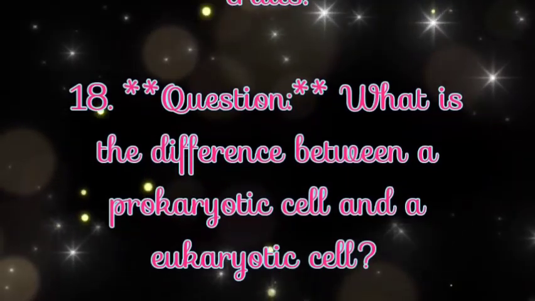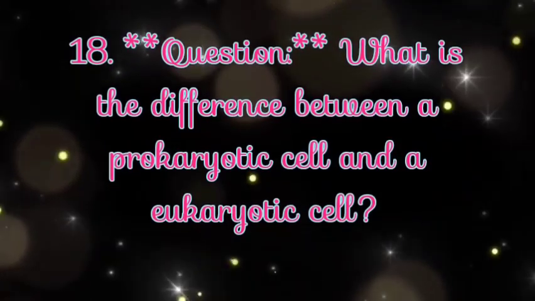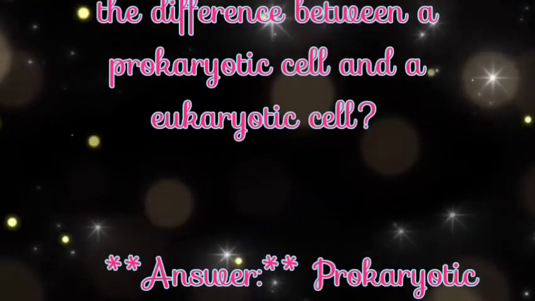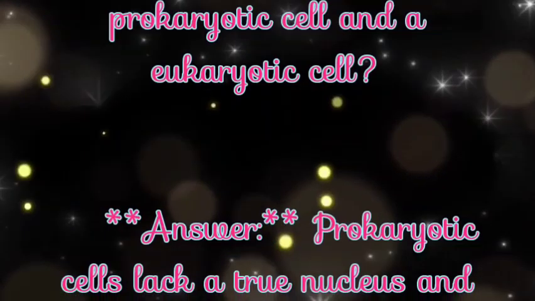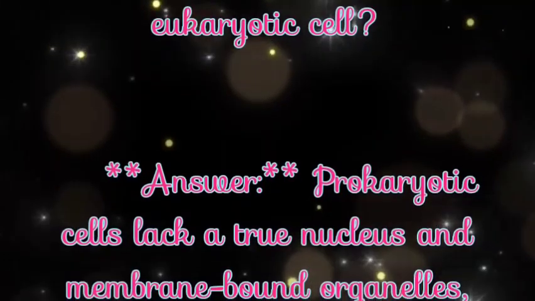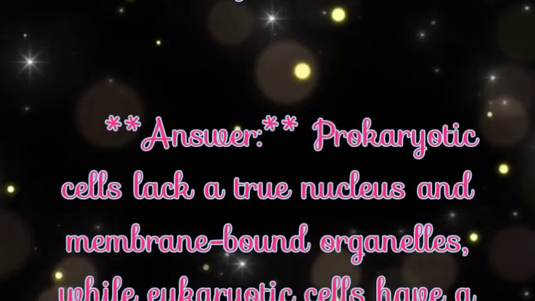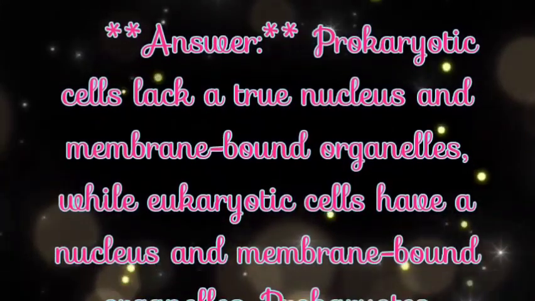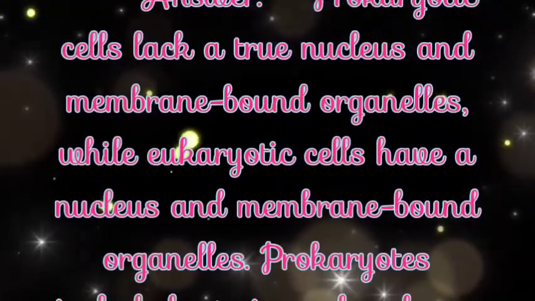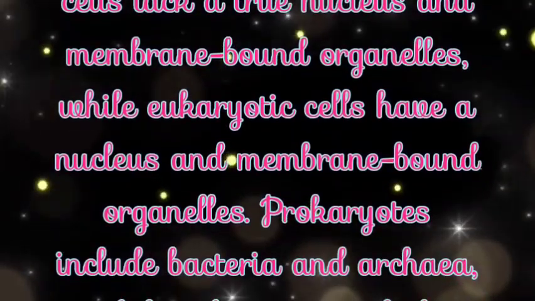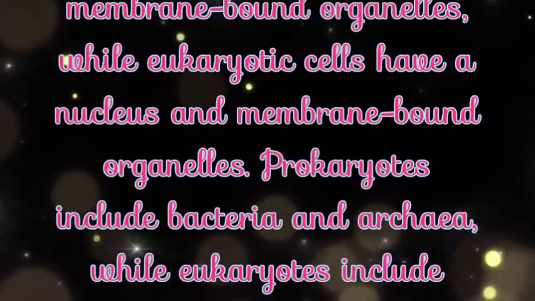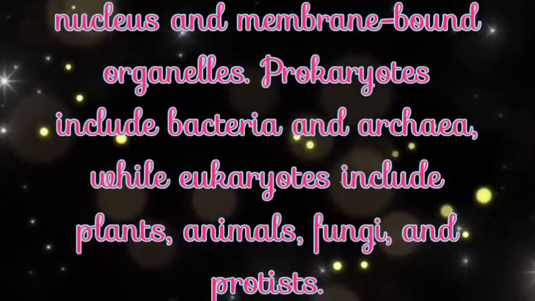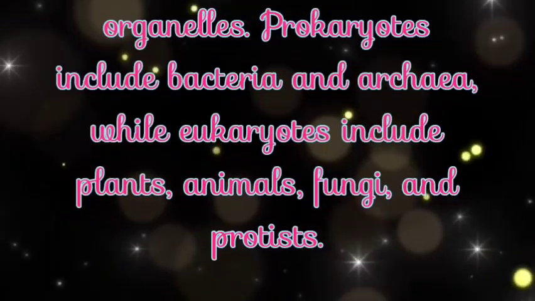Question number 18. What is the difference between a prokaryotic cell and a eukaryotic cell? Answer. Prokaryotic cells lack a true nucleus and membrane-bound organelles, while eukaryotic cells have a nucleus and membrane-bound organelles. Prokaryotes include bacteria and archaea, while eukaryotes include plants, animals, fungi, and protists.